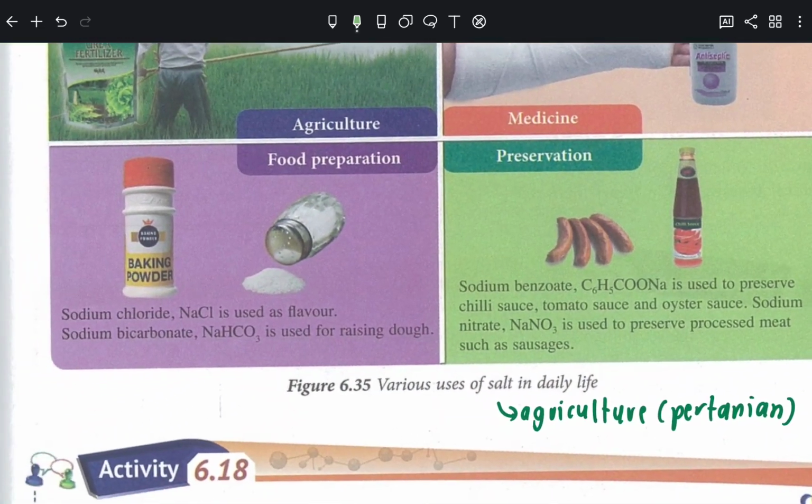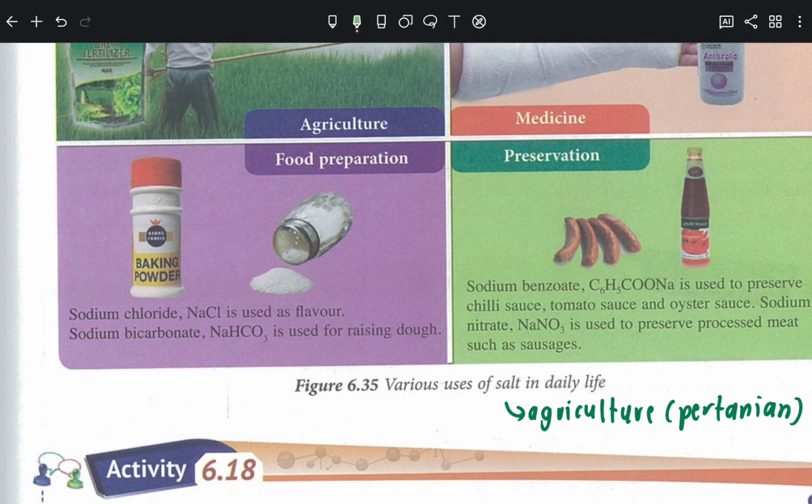And then food preparation, we have sodium chloride, basically the salt that your mom uses in the kitchen as a flavor. We are not simply using salt just to get a better taste, that's why they say flavor.